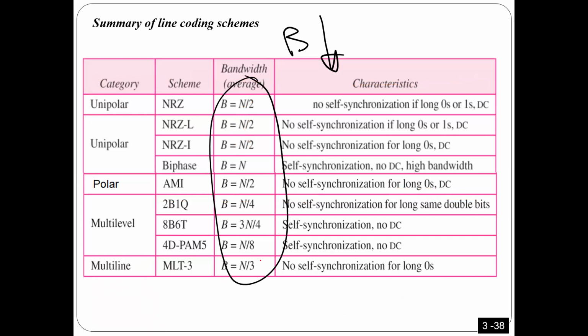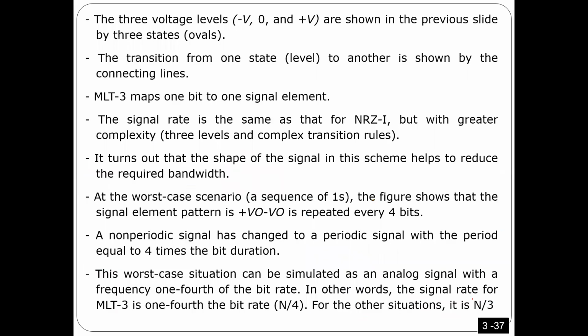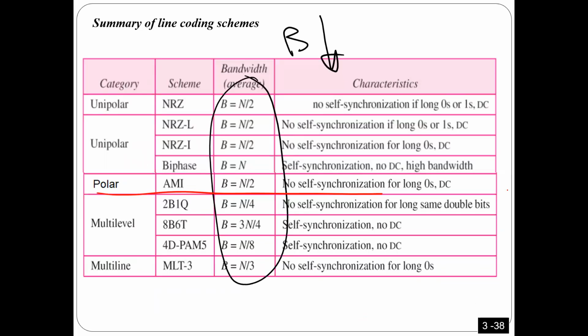For the last one I taught, I told you it was n divided by 4 for this case, but for sure I'm not going to transmit 1, 1, 1 all the time. For other cases, it is n divided by 3. So we're going to keep it n divided by 3. You can see here we were able to improve the bandwidth, as I taught last time, in multi-level, because you have more levels. By this way, when you have multiple levels, I can reduce the bandwidth. In other words, I can increase the bit rate given a certain bandwidth using multi-level.